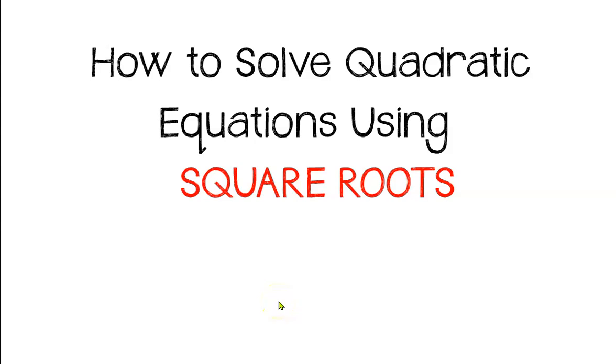In this tutorial, you'll learn how to solve a quadratic equation by simply using square roots. A quadratic equation is generally written in the form ax squared plus bx plus c. And we've learned so far how to solve this by factoring and then setting each of those factors equal to 0 to find the solutions.